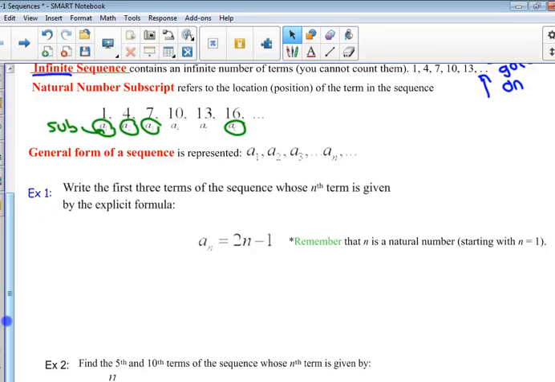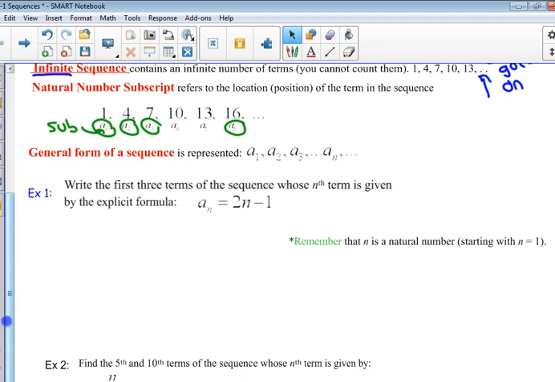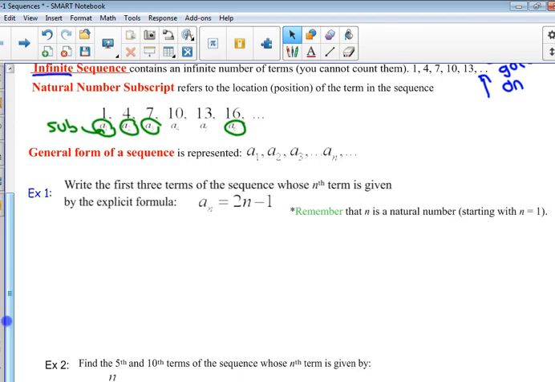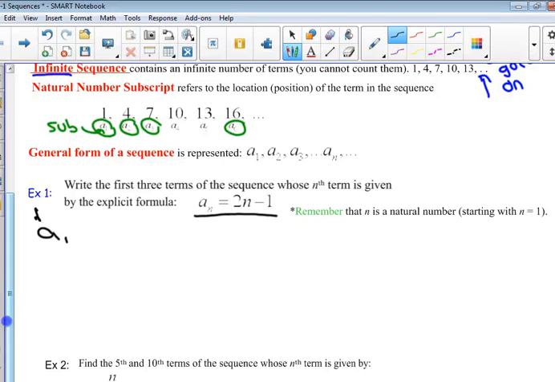So the first thing is just a little warm-up. Okay, you guys are given a formula here. Just like in your homework, you're going to be given formulas, and you're going to be asked to find other terms in the sequence. So this one wants you to write the first 3 terms in the sequence given by this formula. Now, whenever you write a term, the first term is always going to be a sub 1. That's going to represent your first term.